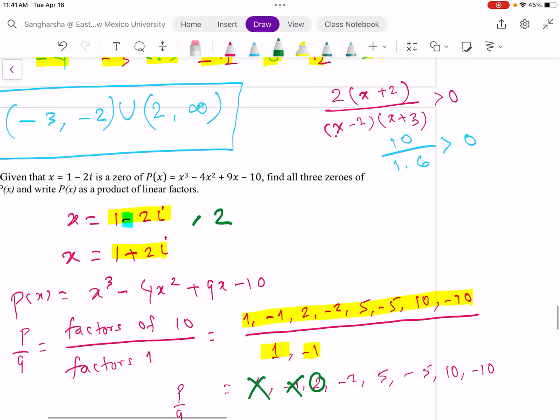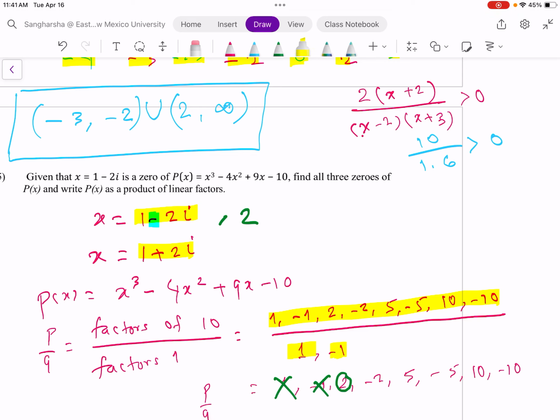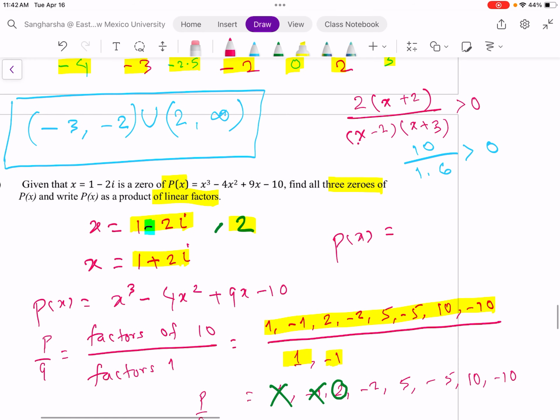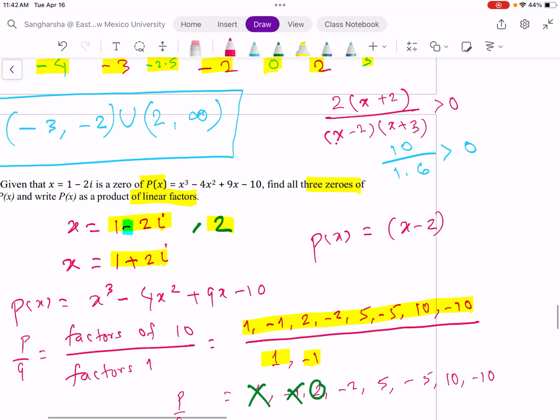Now, we found all the zeros, so these 3 are the zeros. Now let's write p of x in factored form. Once we know the zero, we can write the corresponding factor. If 2 is the zero, what is the corresponding factor? x minus 2, right? We know 2 is the zero, so x minus 2 is the corresponding factor.